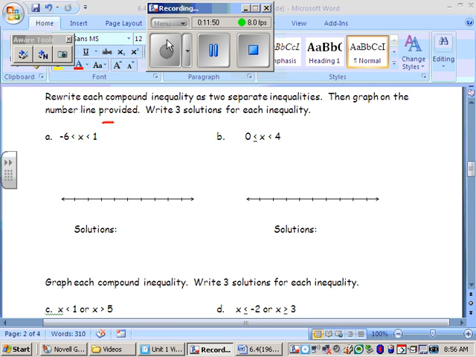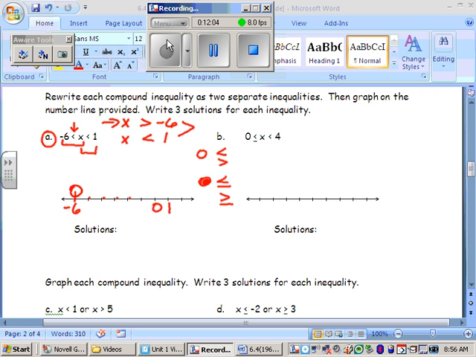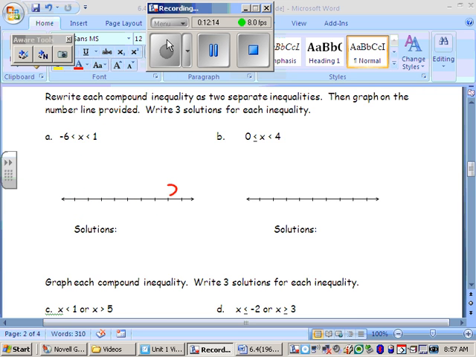Now the first inequality says x is greater than -6. Because the greater than symbol has no line underneath, then x cannot equal -6. And to show that, we're going to use an open circle at -6, which means -6 is not one of the solutions. We will do the same for the 1, except this time it says less than, but we know the 1 is not included.